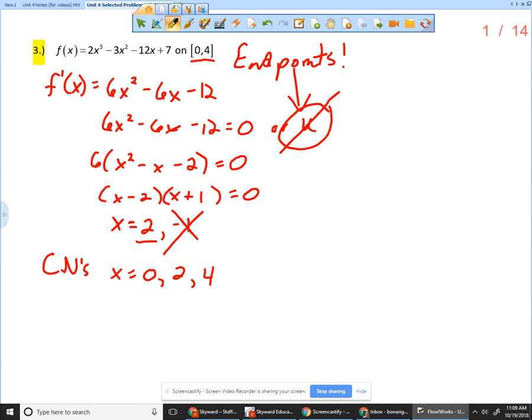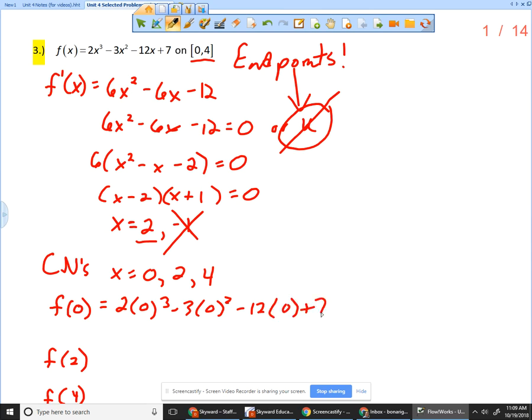All right, so now what we want to do for the critical number test: we found the critical numbers, and now the critical number test is to evaluate f at the critical numbers. So f of 0, f of 2, and then f of 4. All right, f of 0: 2 times 0 cubed minus 3 times 0 squared minus 12 times 0 plus 7. So this one's really easy: 0 minus 0 minus 0 plus 7, so that is 7.